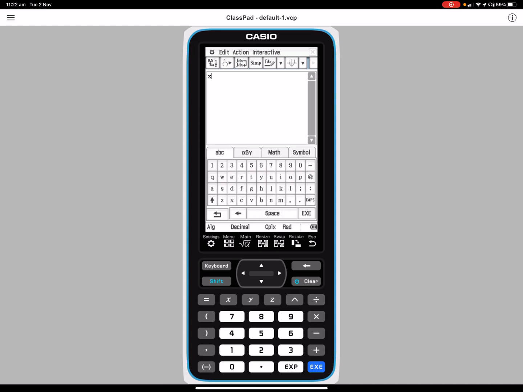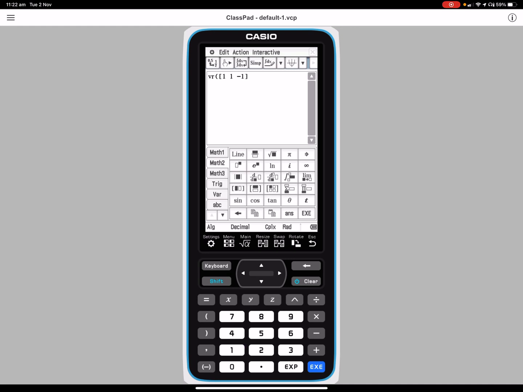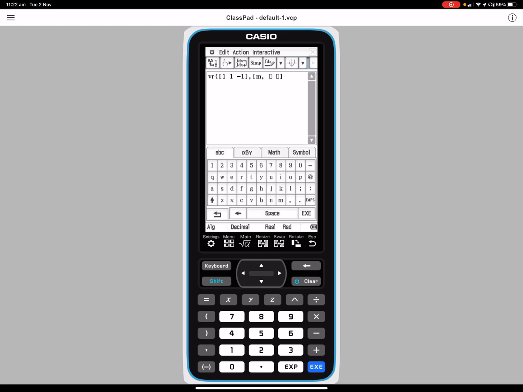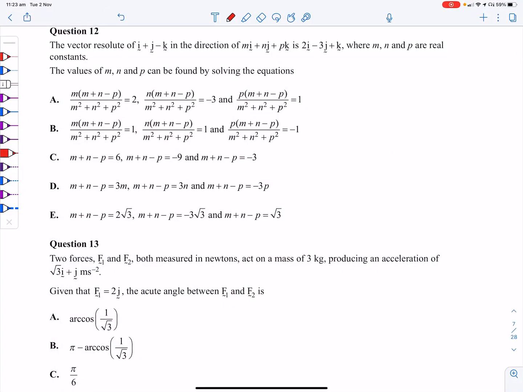So I've got a function that I made in the calculator called vector resolute. And all I do is put in, I think it was 1, 1, -1, comma, M, N, P. I put it into real because we don't want to have imaginary solutions. Okay, so the first term is M plus N minus P. So if we're going to equate them, we know that that's 2, that's -3. So our answer is A.